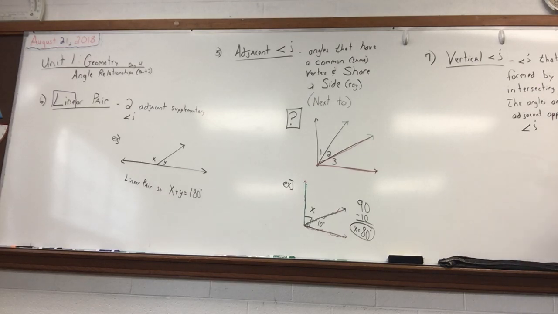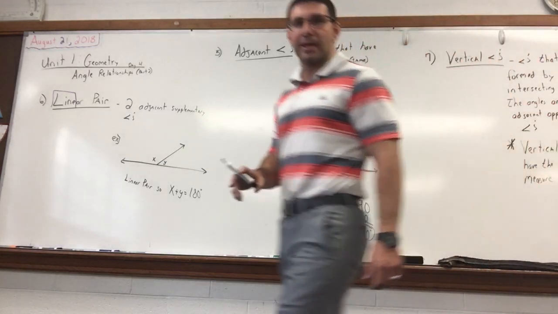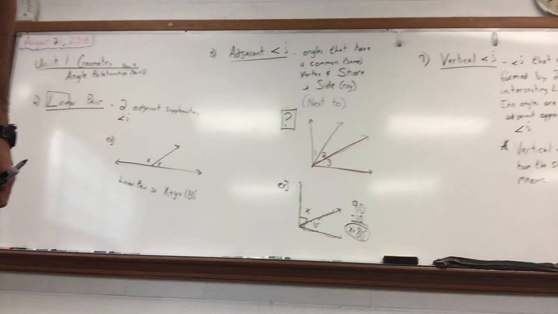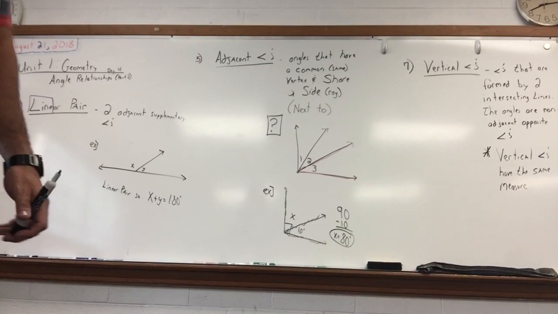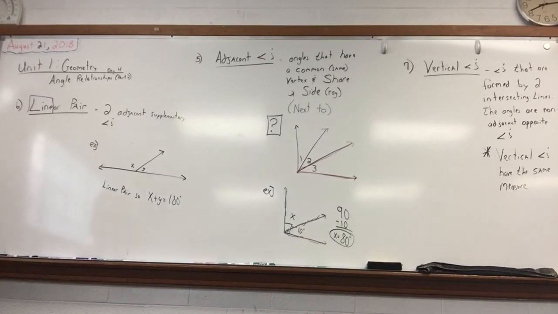And then we're going to put one more thing here. So I'm going to put a star. This is the most important part about vertical angles. Vertical angles have the same measure. Can we see that? Not really. Let's move this just a little bit. There we go. So vertical angles have the same measure.